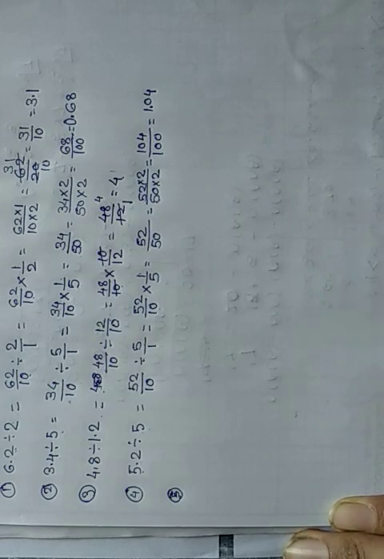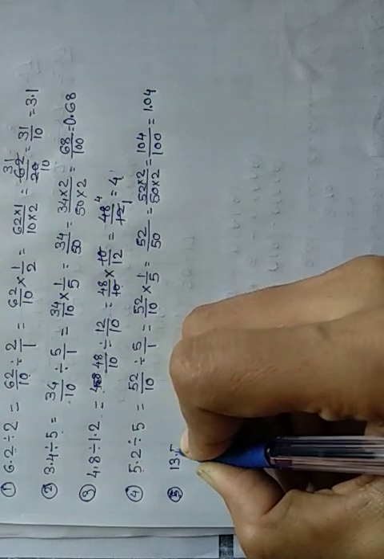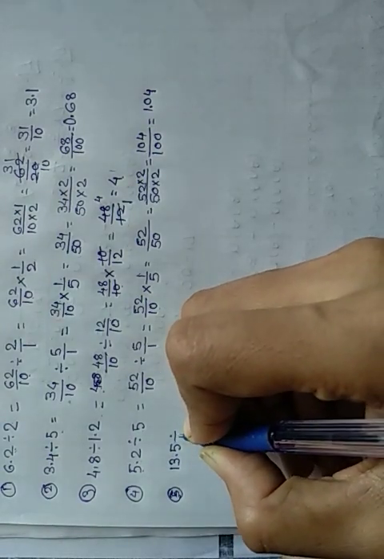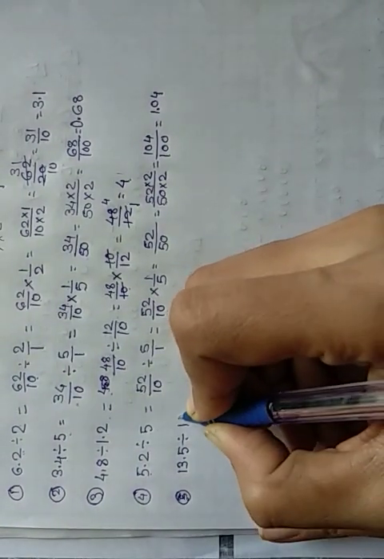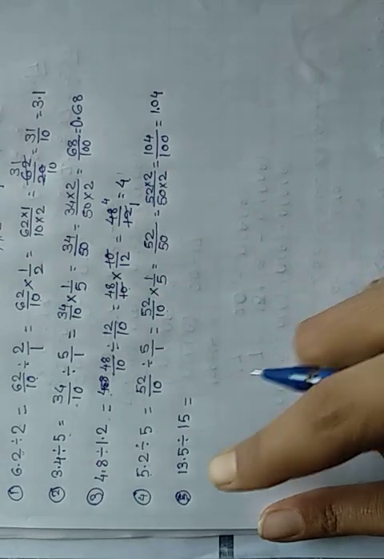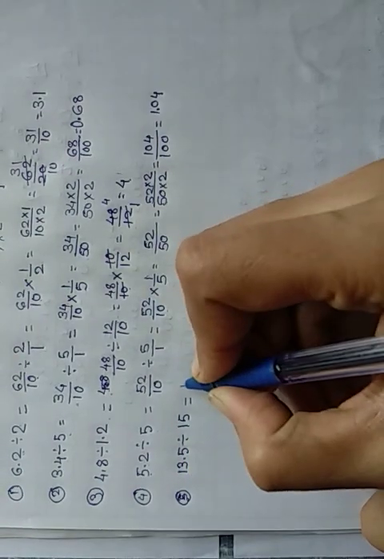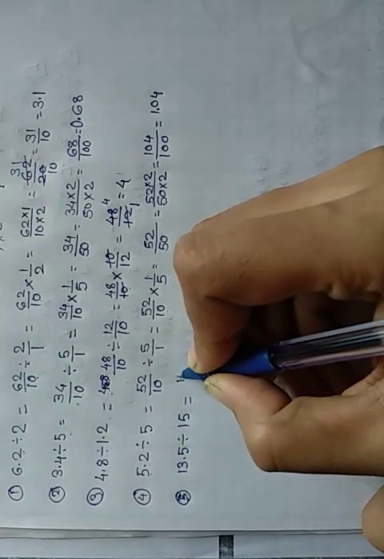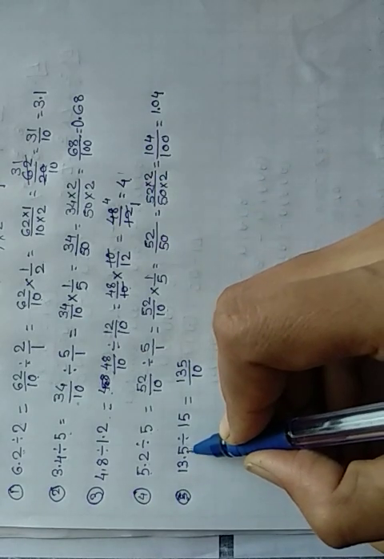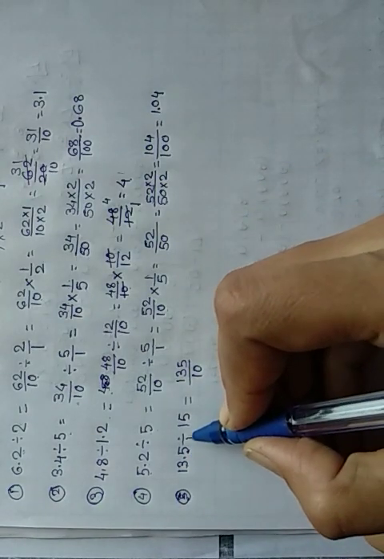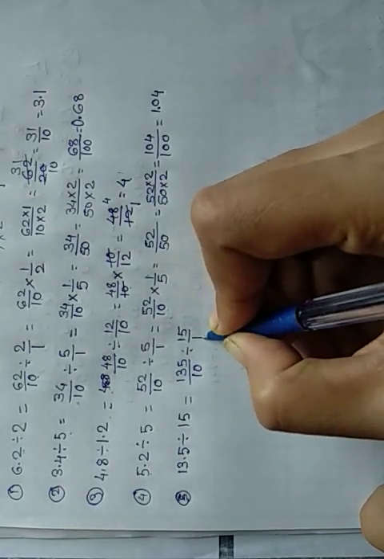Next example, 13.5 divided by 15. See, first, this is a decimal fraction, convert it into a common fraction. 13.5 means 135 upon 10, because there is 1 place to the right side of the decimal point. Then divided by 15, it means 15 upon 1.